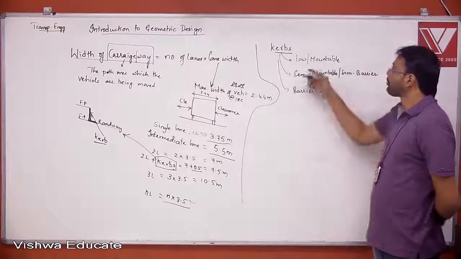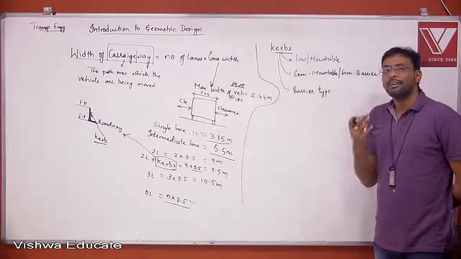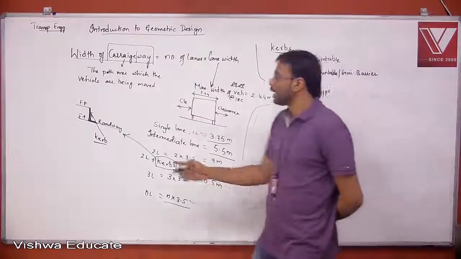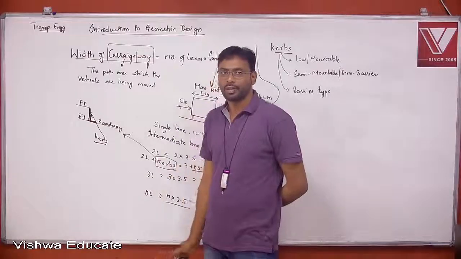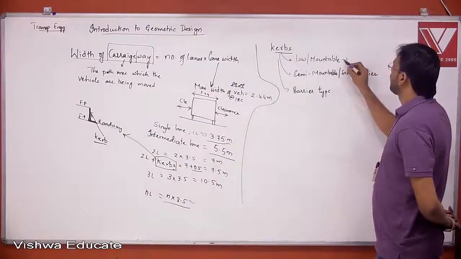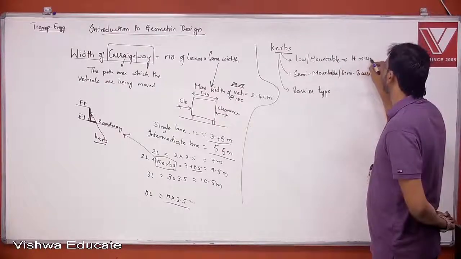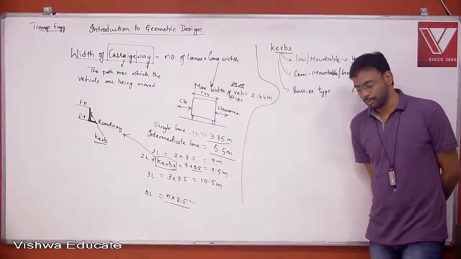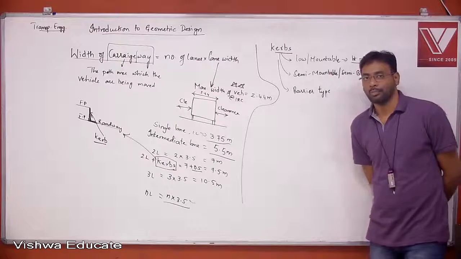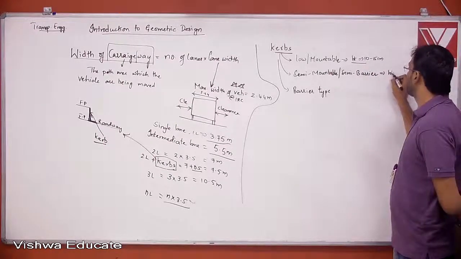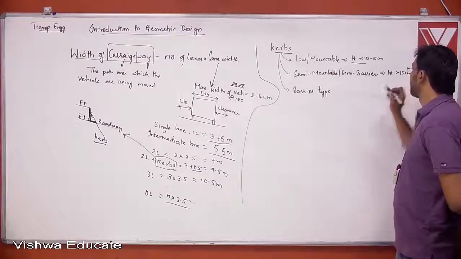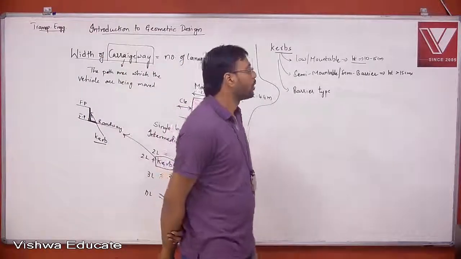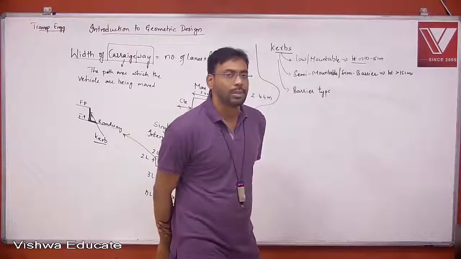Now the name itself says low or mountable curb means your vehicle can easily mount it. Your vehicle can easily come onto the footpaths, right? Generally, if the height is between 10 to 15 centimeters, then it is called a low or mountable curb. Your vehicle can easily climb that. And if the height is more than 15 centimeters, you can climb it with a little difficulty. So it is called semi-mountable or semi-barrier type.